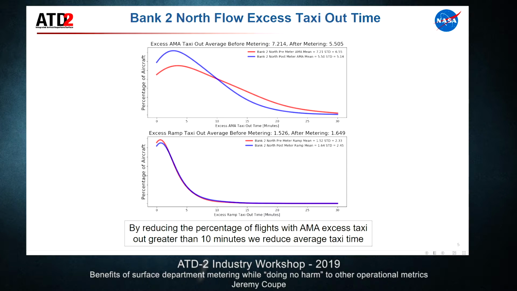Not only did we reduce the average by 1.7 minutes, but the standard deviation before metering went from 6.5 down to 5.1 after metering. So we've reduced the average AMA taxi time, and we've made the amount of time you spend in the AMA more predictable. I think those are both benefits of the surface system that we're very encouraged to see.